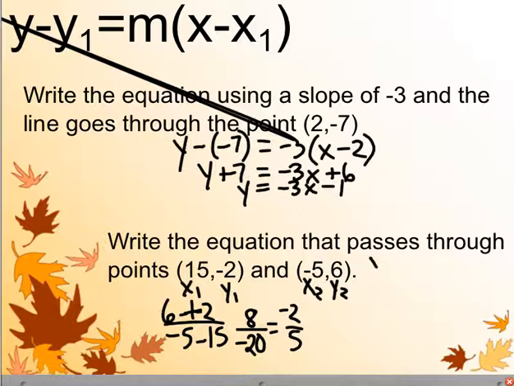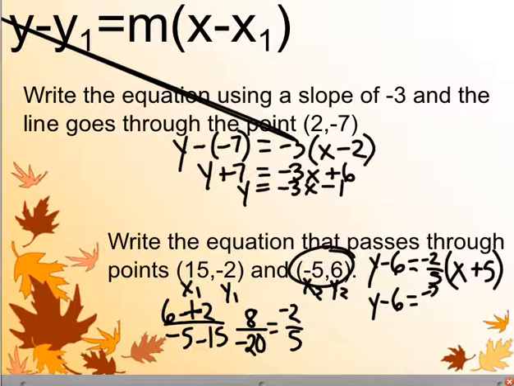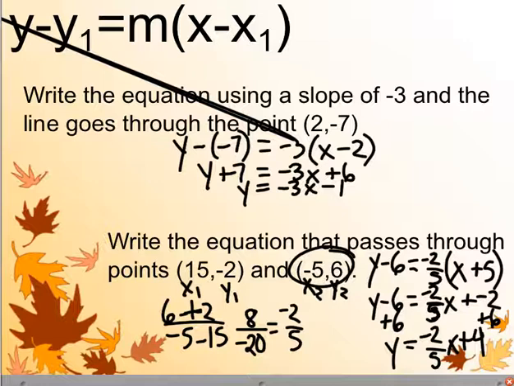Well, we'll plug this in to say, and let's say I pick this point, y minus 6 is equal to negative 2 fifths times x minus a negative 5, so plus 5. So we have y minus 6 is equal to negative 2 fifths x, I'm going to expand, plus, if I do negative 2 fifths times 5, I'll get plus a negative 2. And then I add 6 to each side, and I get y is equal to negative 2 fifths x plus 4. And that's going to be our equation. Slope of negative 2 fifths and a y-intercept of 4.